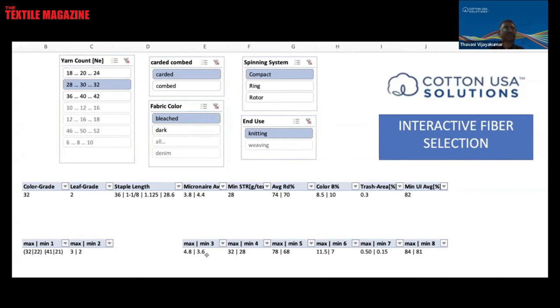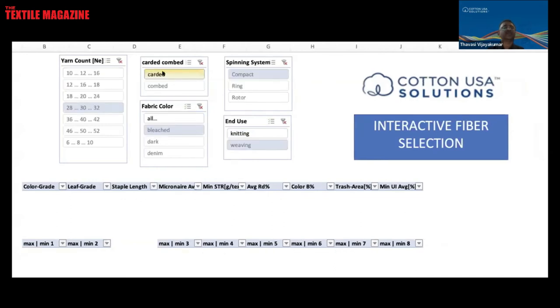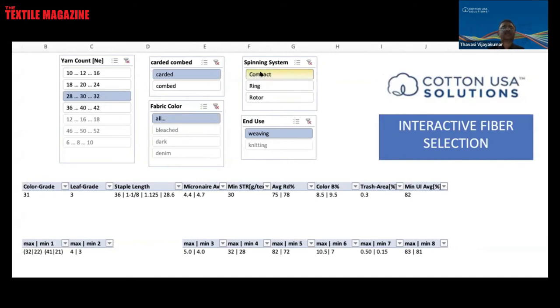And then we'll take one more example, 28 to 32 carded, weaving end use, a comparison with 36 to 42 carded weaving, compact. So you can see, this is 28 to 32 for carded yarn, weaving application, compact spinning. 36 staple is enough, micronaire 4.4, 4.7, 30 strength. Compared to knitting, you can see the fiber strength is slightly increased. Or if you reduce the fiber strength, then the staple length has to be slightly increased. The RD is on the higher side because we all know low RD cotton is not very suitable for weaving yarn. And color is average anything between 8.5 to 9.5. So color also 7 to 10.5.